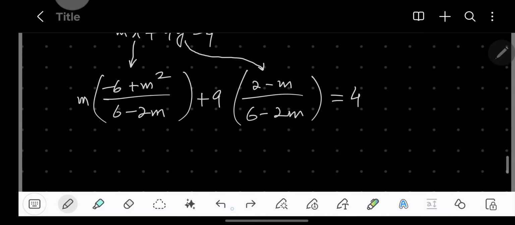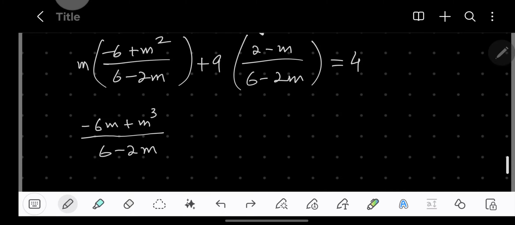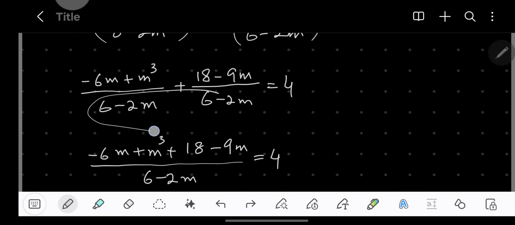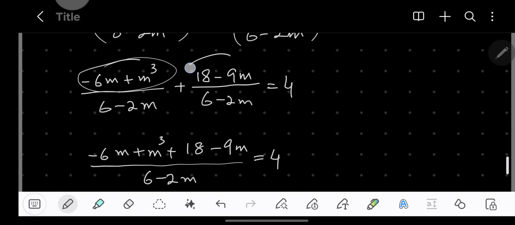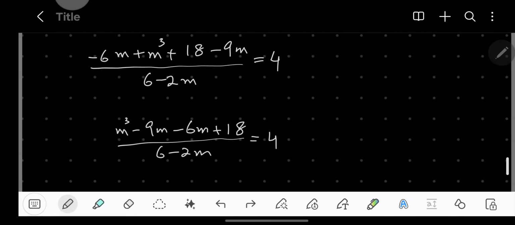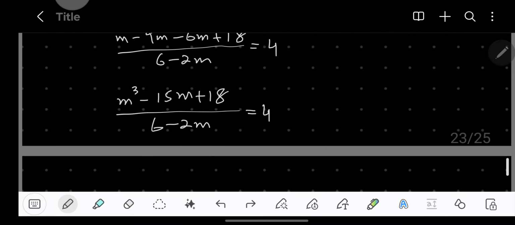After multiplication of m inside, I will get this minus 6m plus m cube. Plus, if you multiply 9 inside, you will get this is equal to 4. If you take LCM, 6 minus 2m, because this is common in both, and if you add the numerators of both, you will get this value, and after more simplification, you will get this, and after adding these two terms, you will get this value.